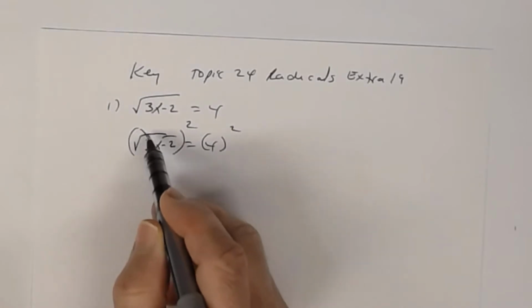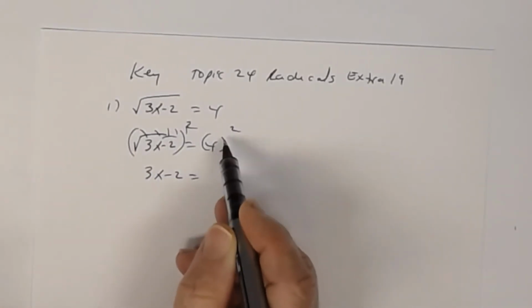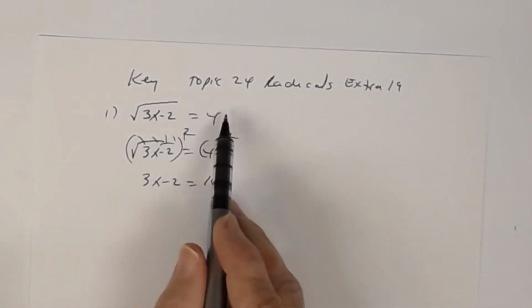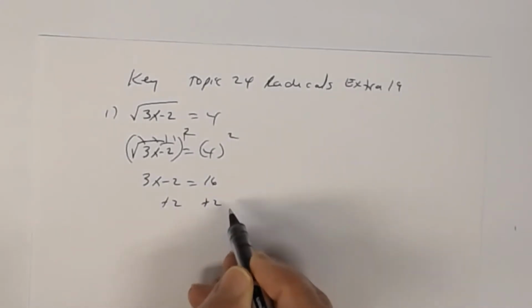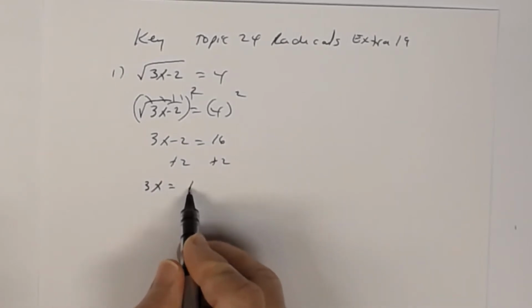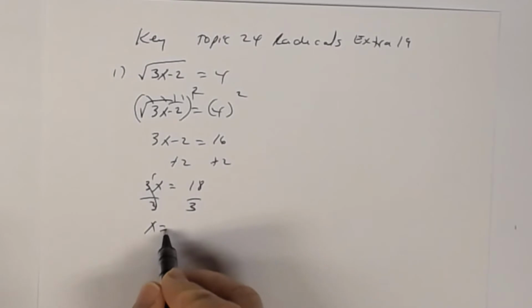And so now the square and the square root undo each other. So you get 3x minus 2 is equal to, and then 4 times 4 is 16. So notice I went from this square root equation to a linear equation. And so I'm just going to add 2 to both sides. And so I get 3x is equal to 18. Divide both sides by 3. I get x to be 6.